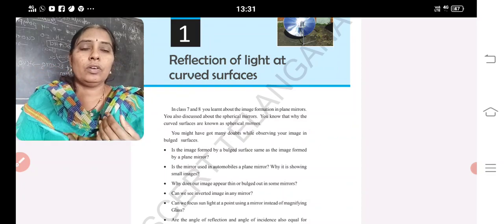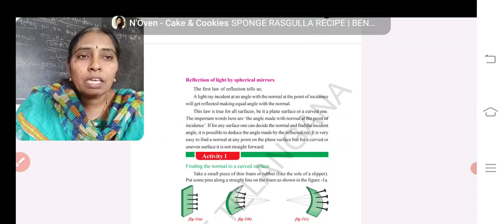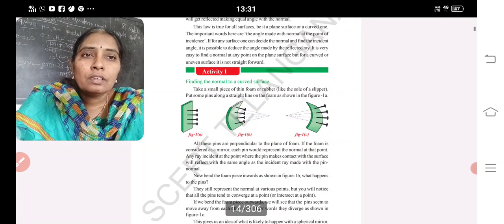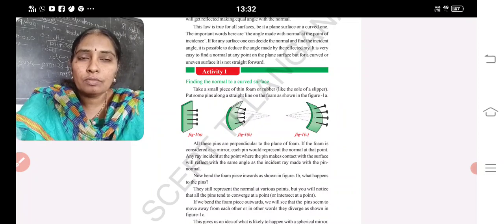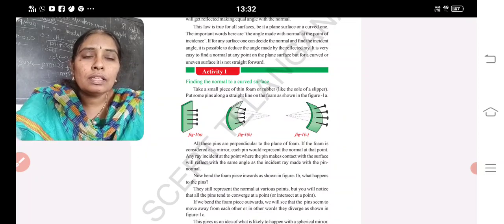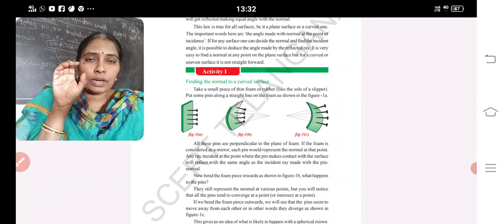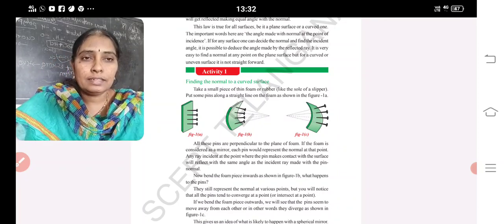Okay. Now let us discuss the first concept we studied here, about concave and convex. By seeing activity 1, figure 1b and 1c, you can see that when it is bent inwards, all the rays will converge. When you bend outwards, all the rays will diverge. The rubber sole which is bent inwards acts as a concave. This is a concave and this is said to be a convex. So when it is bent, what happens? All the fingers will come closer. When you bend outwards, automatically they will diverge.